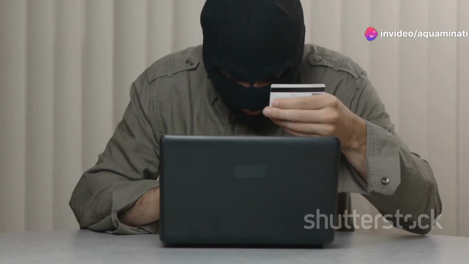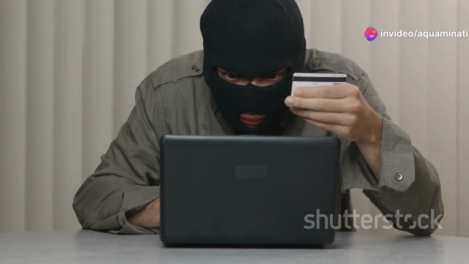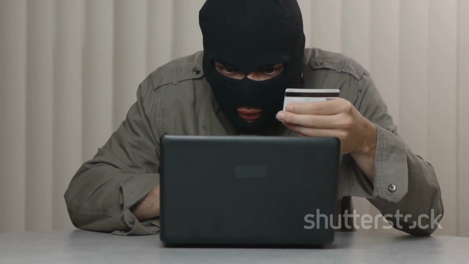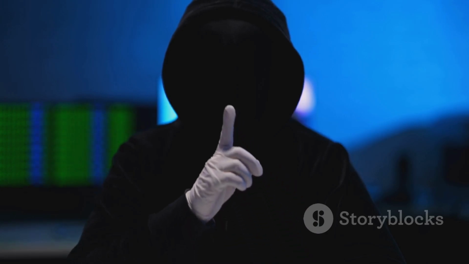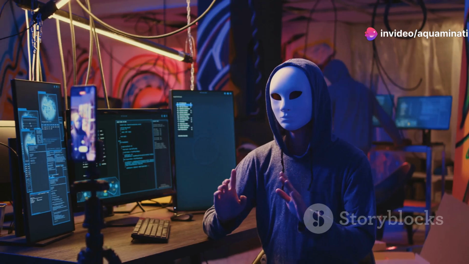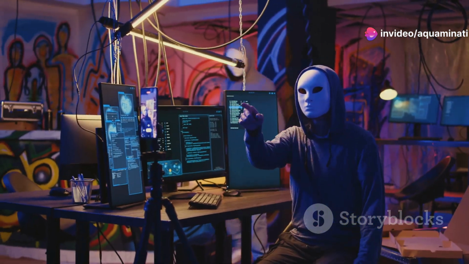Imagine opening an email, clicking a seemingly harmless link, and unknowingly unleashing chaos upon your entire digital world. This is the insidious nature of malware, a pervasive threat silently lurking in the darkest corners of the internet, waiting to strike unsuspecting victims. Malware, short for malicious software, is a catch-all term for any software designed to harm computer systems and steal sensitive information.